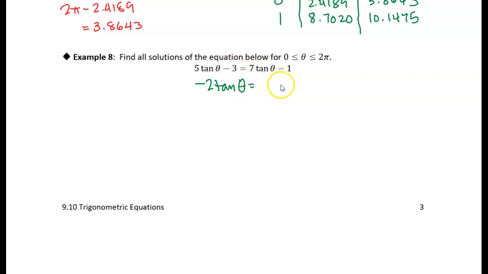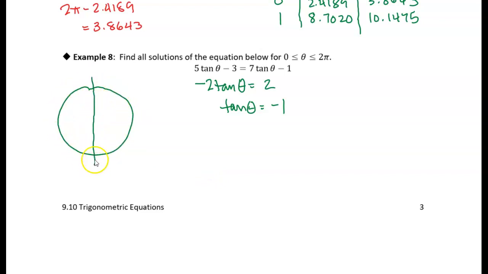And then I can add 3 to both sides. So that's going to be equal to adding 3 to -1, which gives me a 2. All right, and then I can divide both sides by -2. So tangent of theta is equal to -1. All right, so where is the tangent equal to -1?